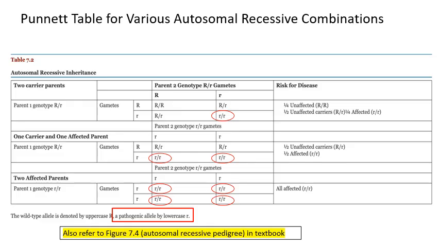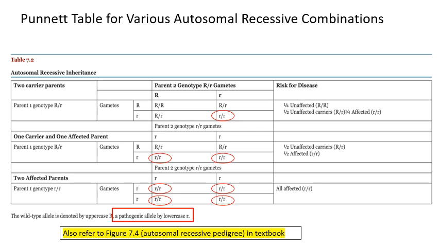So you may have heard of Punnett tables before, or you may not have. A Punnett table is basically where you put the genotype of one parent at the top and the genotype of the other parent to the left, and then you map out the different combinations of genotypes that their offspring could have. In this case, let's say that there are two carrier parents. The lowercase r is where a pathogenic allele is present in an autosomal recessive condition. It's usually shown in lowercase. So you can see here that there are two carrier parents.